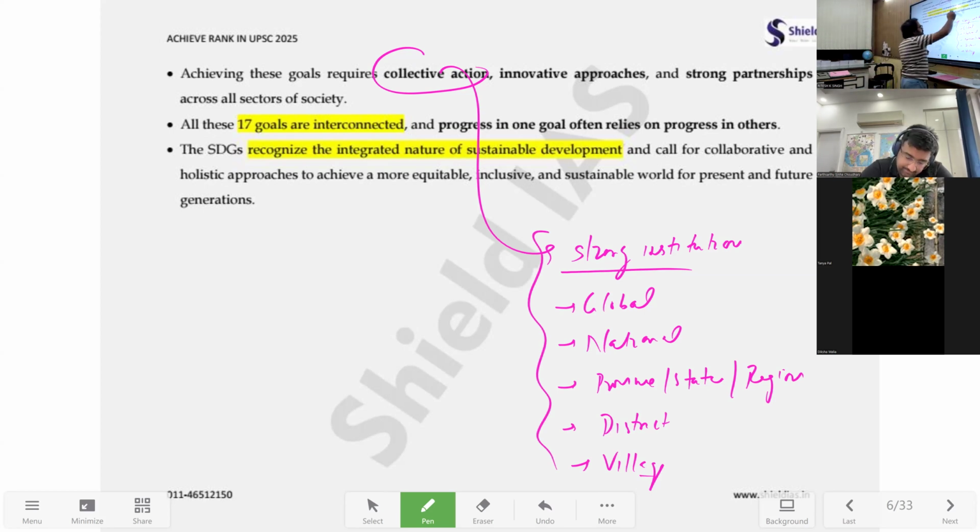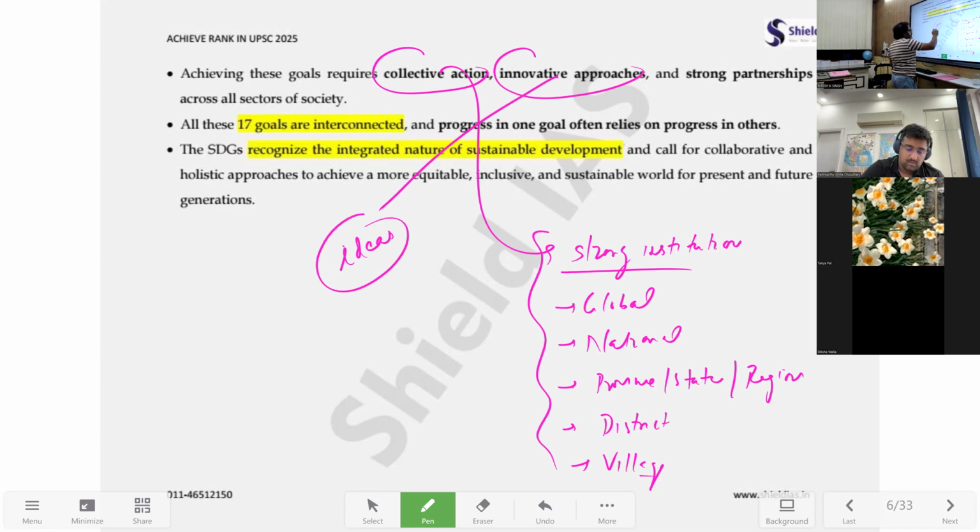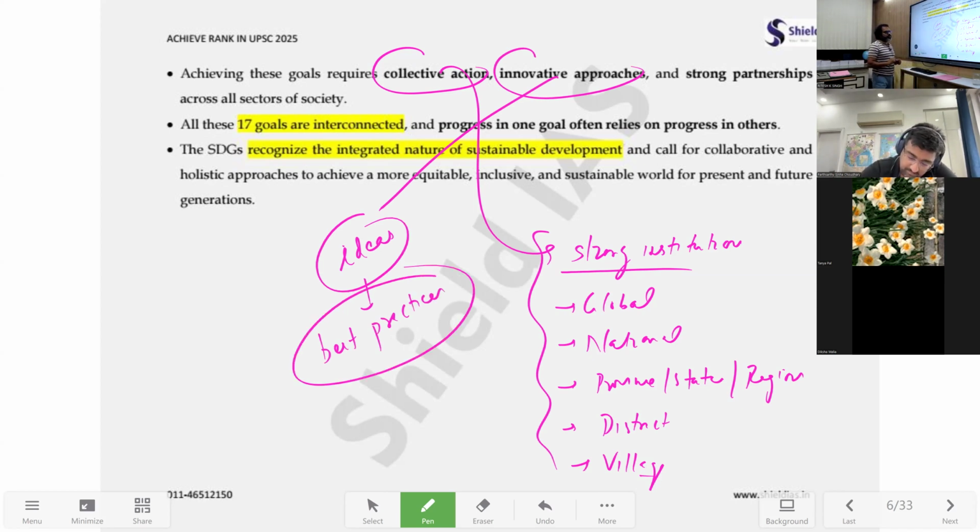Innovative approaches. That means what we should be promoting? Ideas, innovations. So ideas here means best practices should be promoted. And strong partnership. We need to seek what? More stakeholders. So strong partnership means seeking more stakeholders.